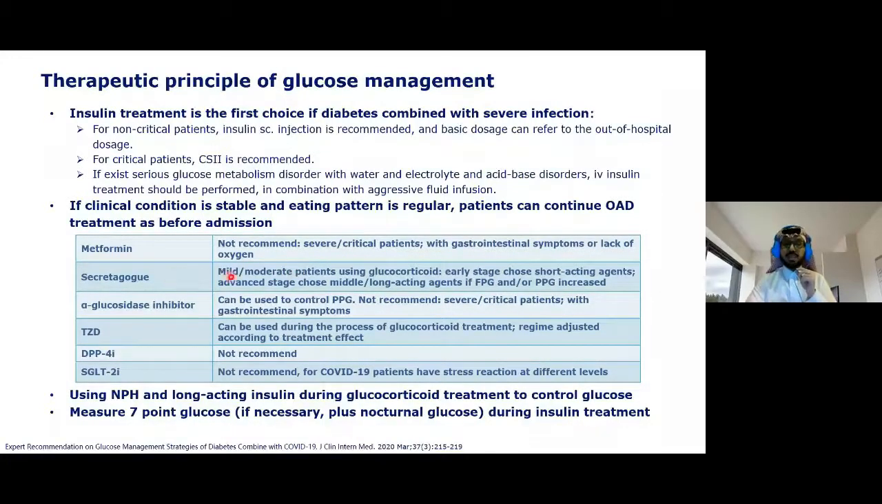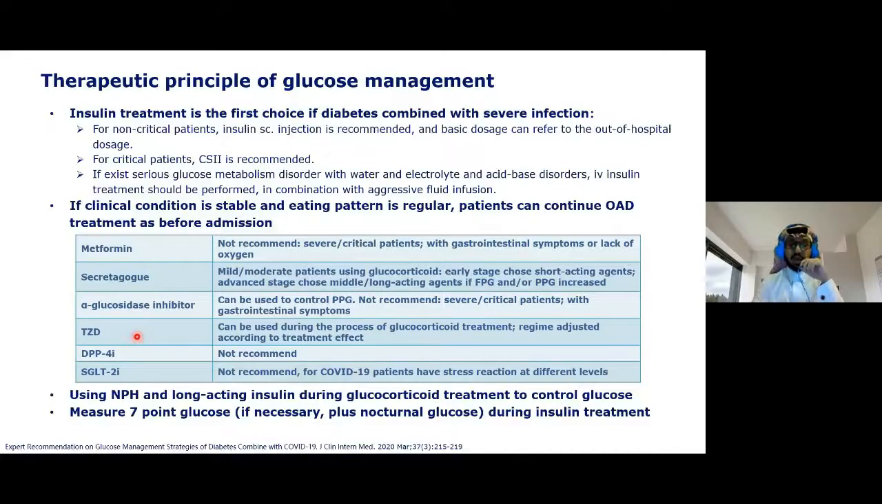Secretagogues, in mild to moderate cases using glucocorticoids: in the early stage, you can choose a short-acting agent because it will affect postprandial blood sugar. In the advanced stage, we choose a mid to long-acting agent if fasting or postprandial glucose increases. Alpha glucosidase inhibitors can control postprandial glucose, but we don't recommend them for severe critical illness patients and those with gastrointestinal symptoms because they have gastrointestinal side effects.